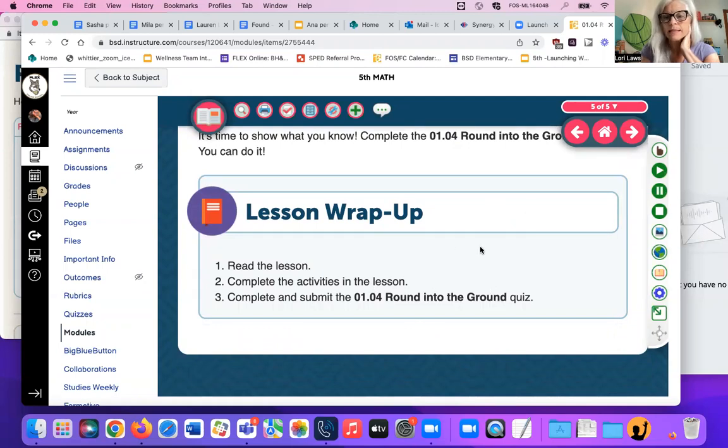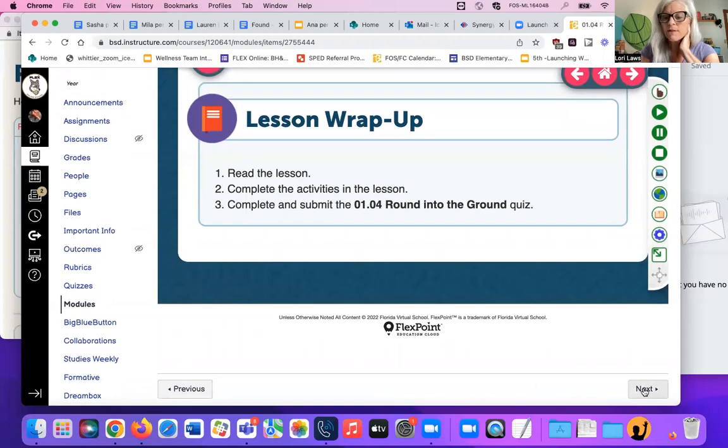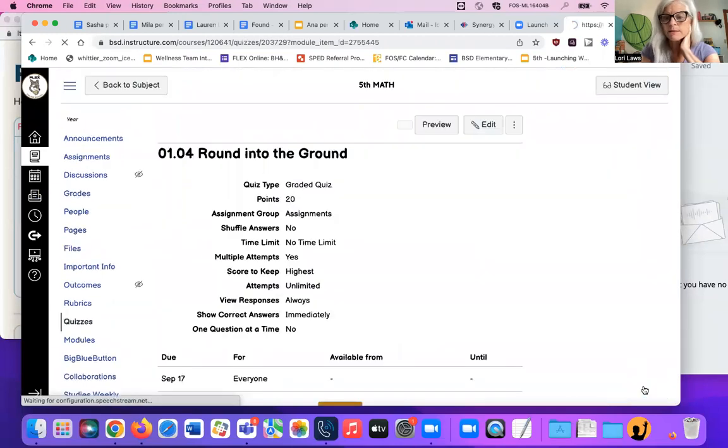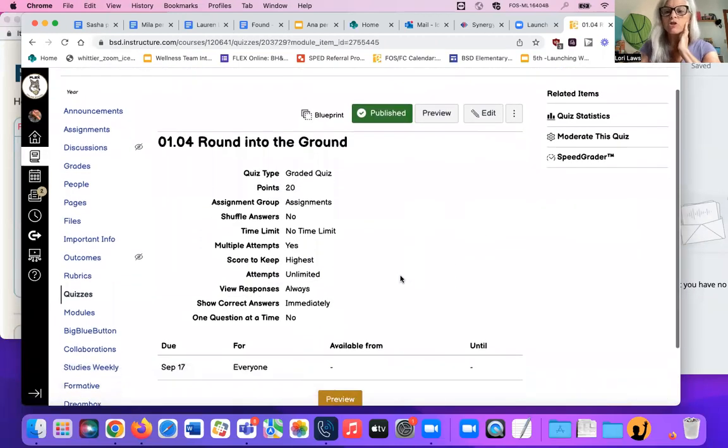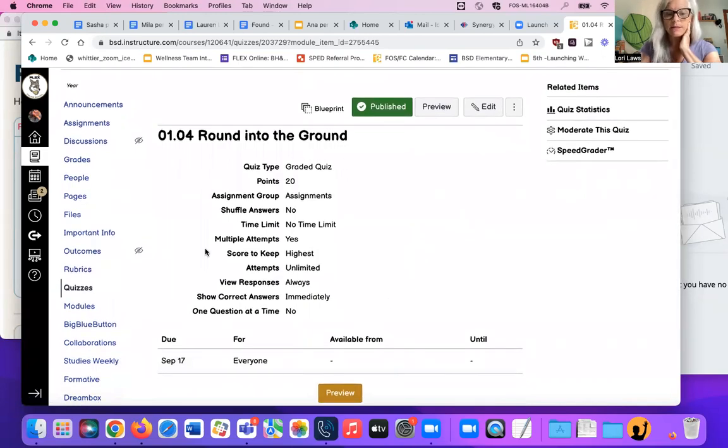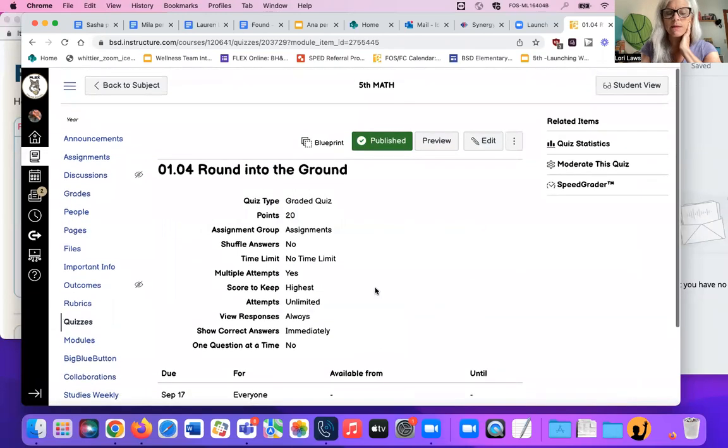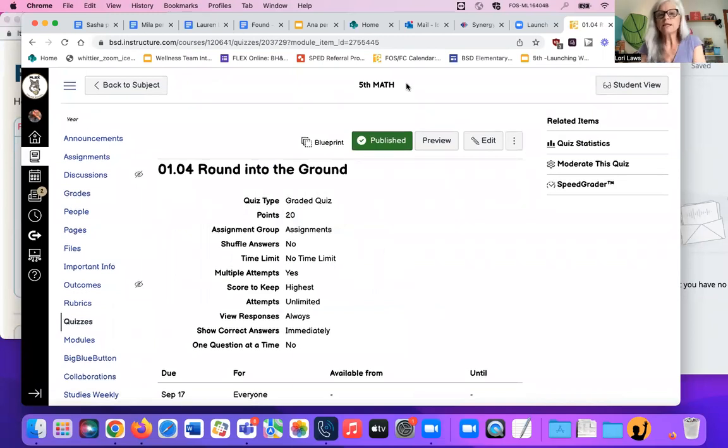Now, when you're at the end and it gives you the directions, remember you have to use this to get to the quiz. And today I'd like to make sure everybody does the quiz, okay? So you're going to submit this graded quiz. And if you've done the lesson carefully, it should go pretty well.